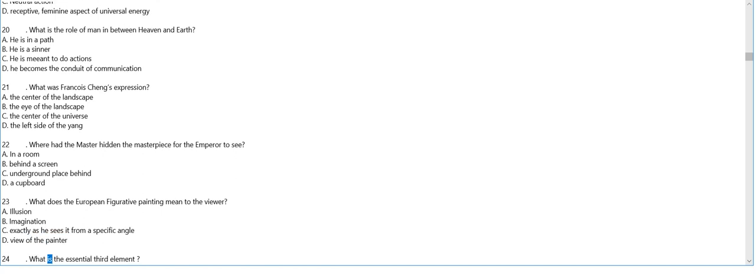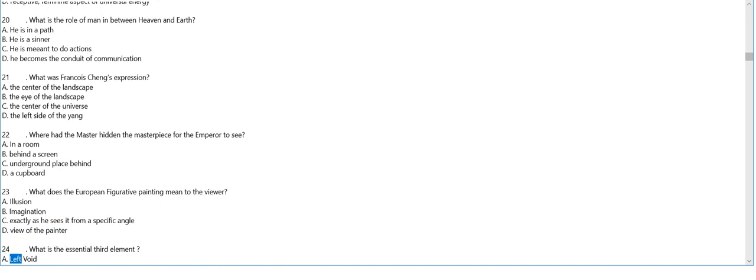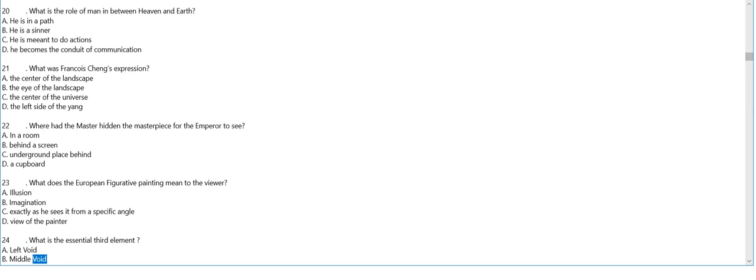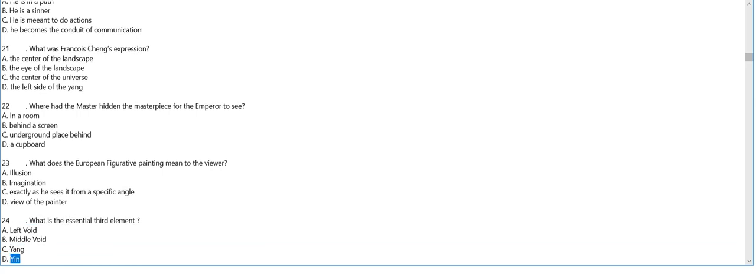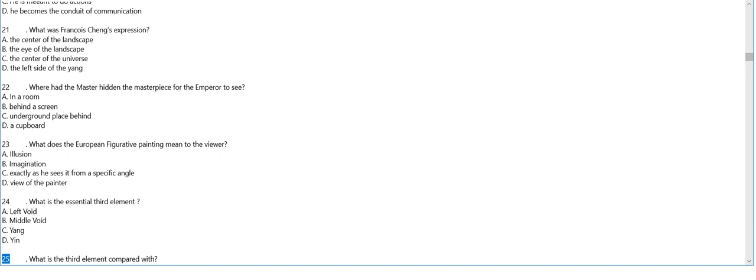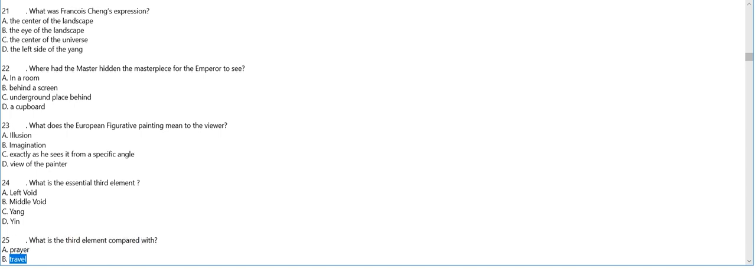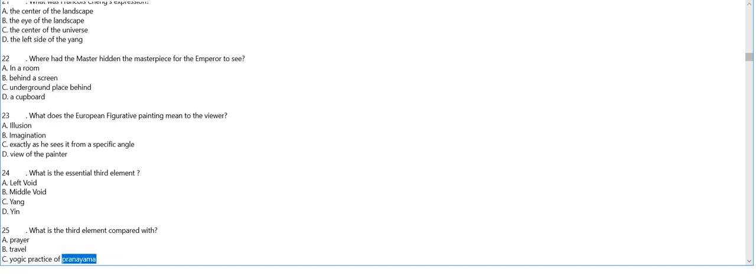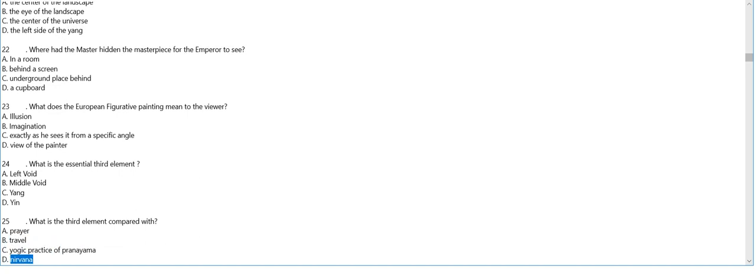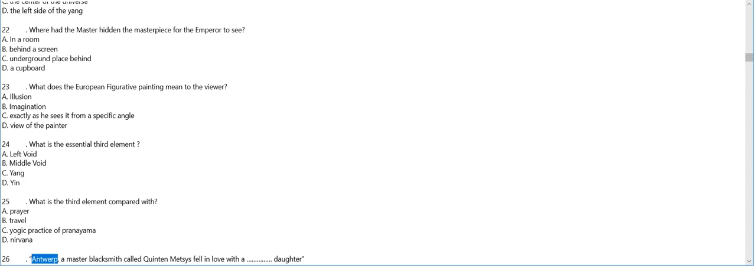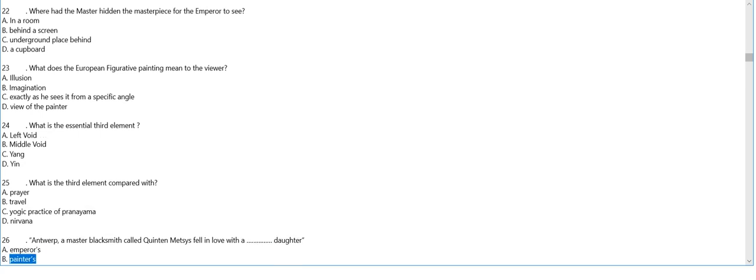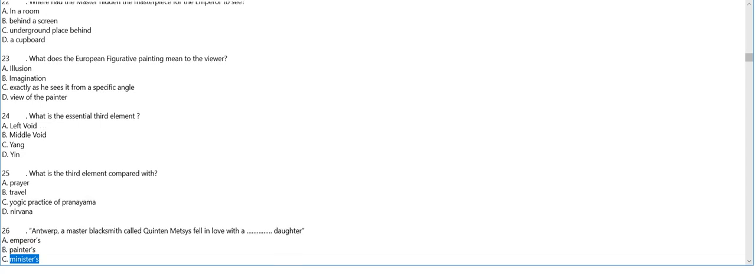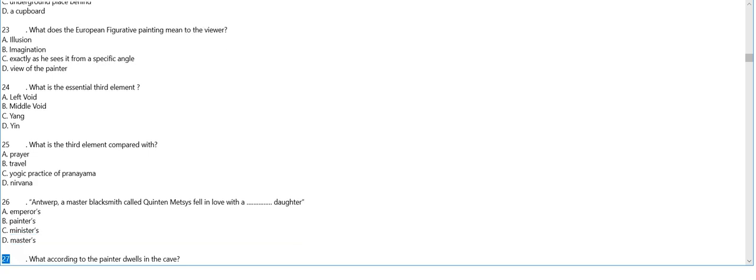24. What is the essential third element? A. Left void. B. Middle void. C. Yang. D. Yin. 25. What is the third element compared with? A. Prayer. B. Travel. C. Yogic practice of pranayama. D. Nirvana. 26. In Antwerp, a master blacksmith called Quentin Metsys fell in love with a daughter. A. Emperors. B. Painters. C. Ministers. D. Masters.